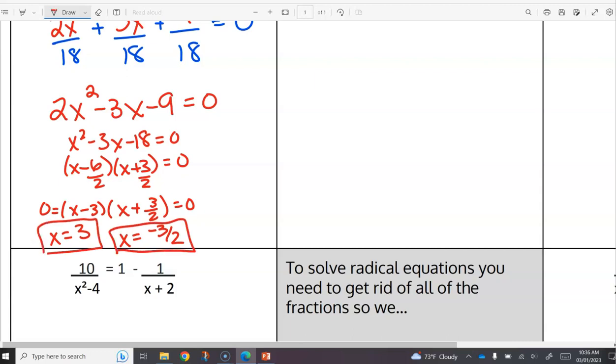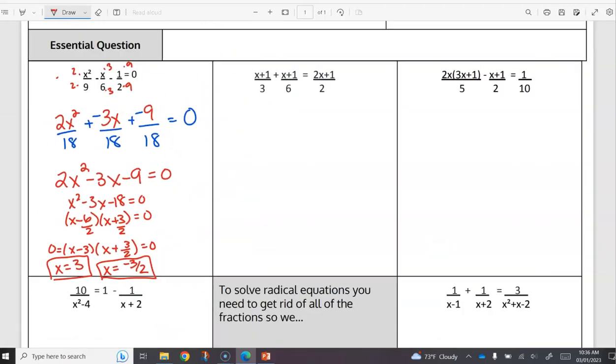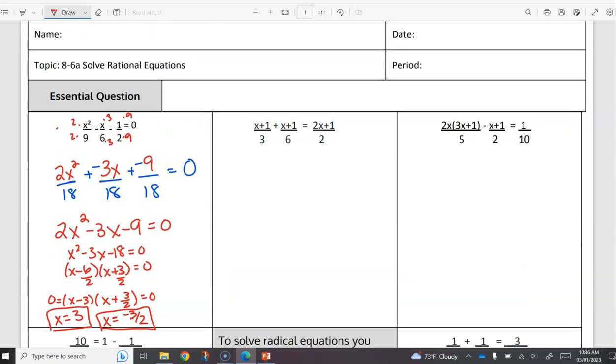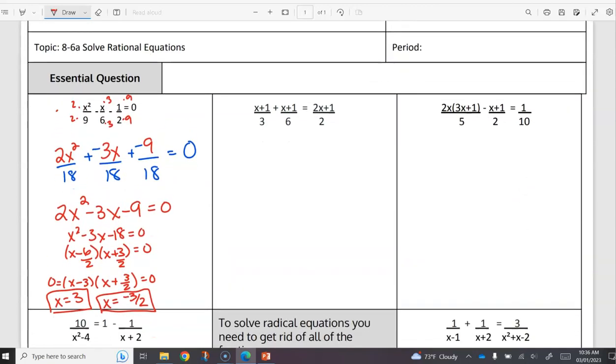So today is when those domain restrictions are going to matter. Because if we solve for x and one of those is an x that I can't have, then it's not an answer. It's an extraneous solution. Okay? Ready for the top middle? How about, no, I won't make you do it yet.